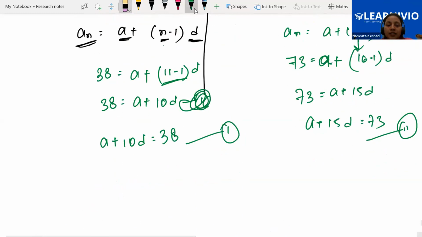So a plus 10d is equal to 38 and the other one is a plus 15d is equal to 73. Let's apply the method of elimination because one of the coefficients is already the same.